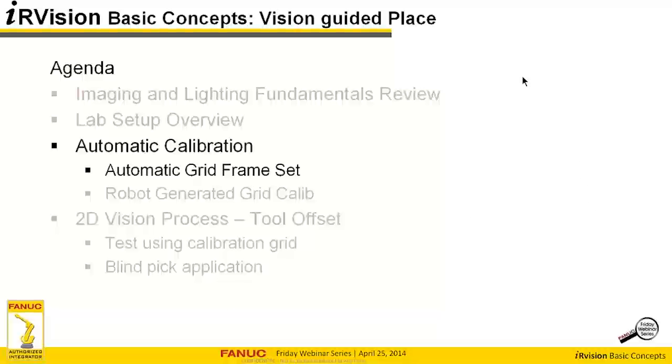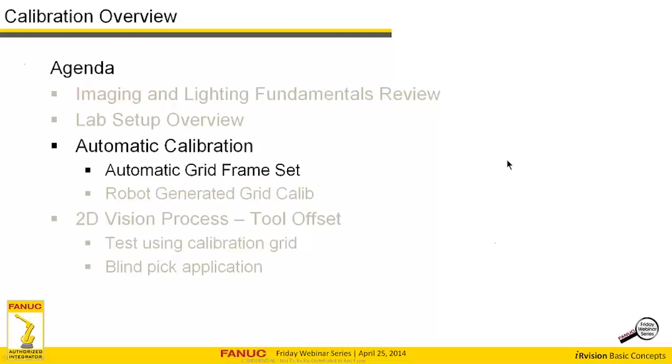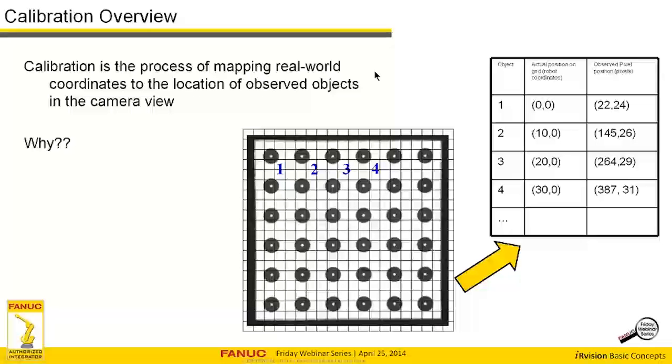Okay, so now we're going to get into how to automatically calibrate a fixed camera, and a little bit about calibration. Why do we calibrate? All vision systems see things in terms of pixels. Of course, the robots work in terms of millimeters. So we need to come up with a mapping from pixels to millimeters.